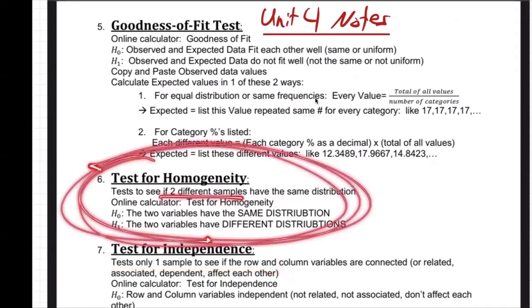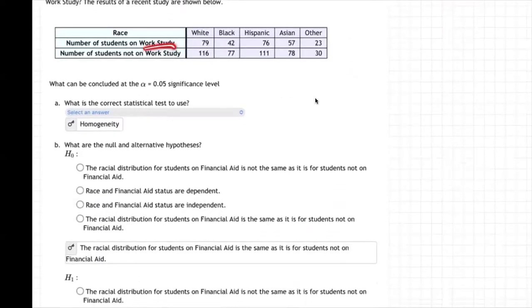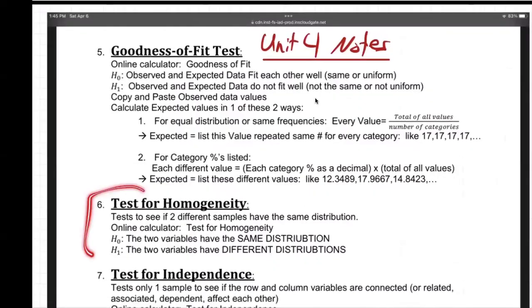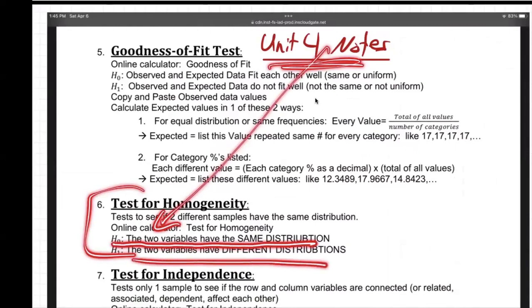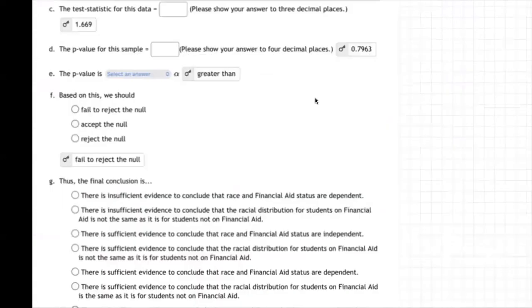We're seeing if those two different samples are really the same. So getting back to the question, we're testing if the work study and the non-work study are really the same. That's homogeneity. So what's the null and what's the H1? We'll have to come back down. Once you know it's test for homogeneity in the uniform notes, you can look right here and it says H0, the two variables are the same. H1, they're different or not same. So H0 same, H1 different or not same.